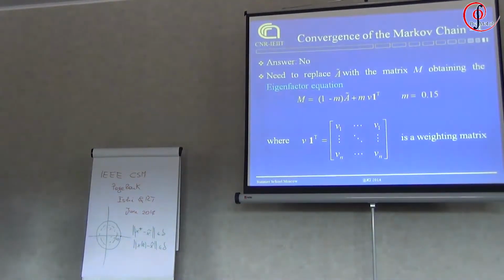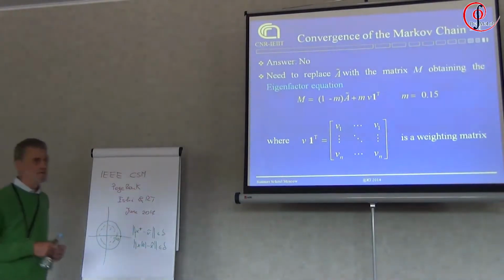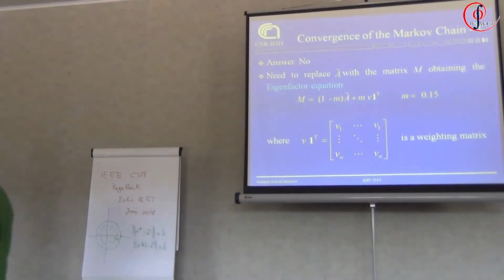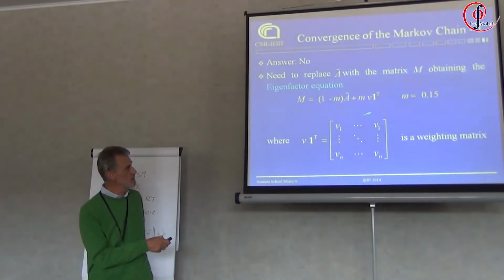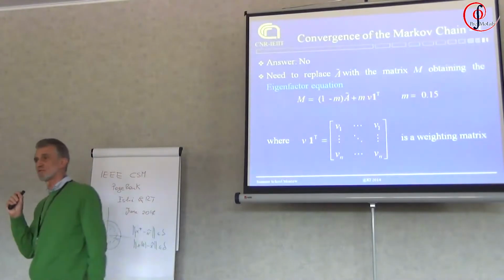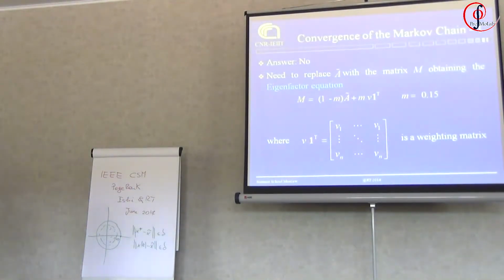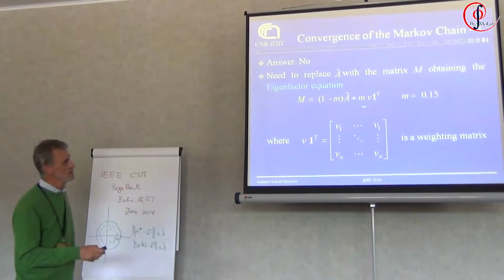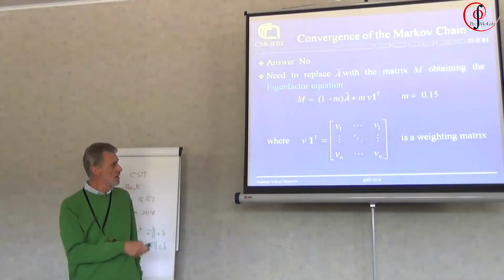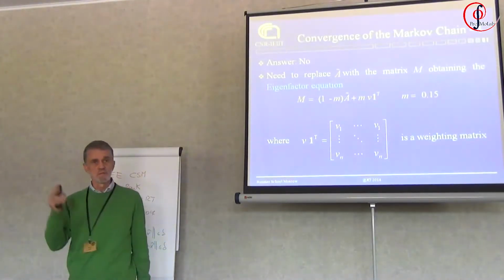So they have to work again with this modified Markov chain. Instead of working with the matrix A, they have to work with another matrix M, obtaining what they call the eigenvector equation. And the interesting thing is that instead of working with a matrix with all the elements equal to 1, maybe divided by n, here they are actually working with a weighting matrix, where the columns are V, V, V repeated n times.